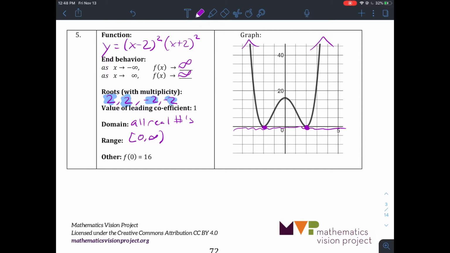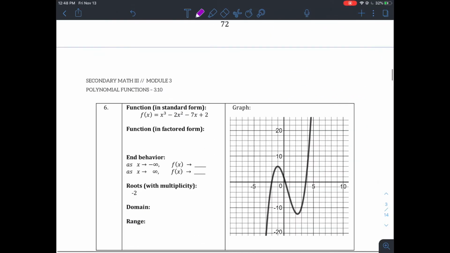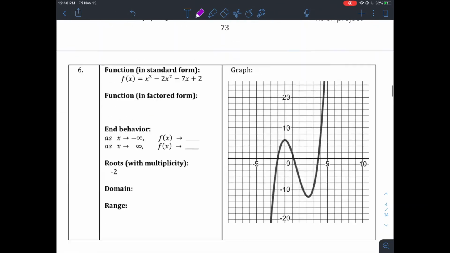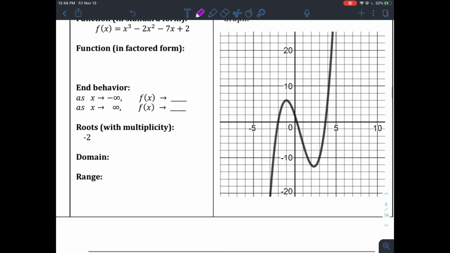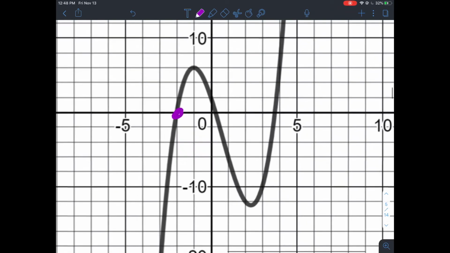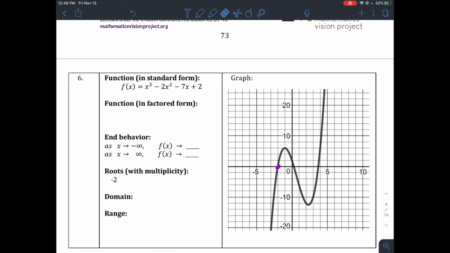So let's go ahead and take a look at number 6. So first, they're asking for this in factored form. This one looks kind of tricky. If we're looking here, we definitely got a root at -2, which they gave us, right? But then if we look at the other roots, they don't go through nice numbers. So that tells us we're going to have those irrational roots where we have a square root in there.